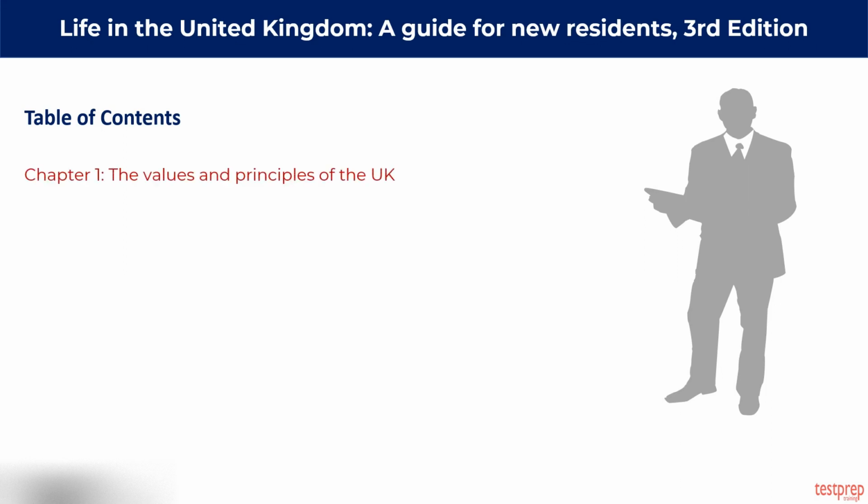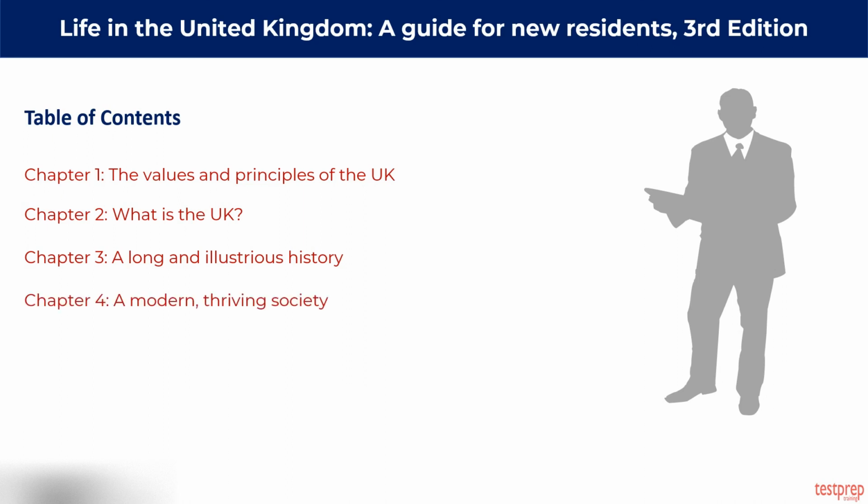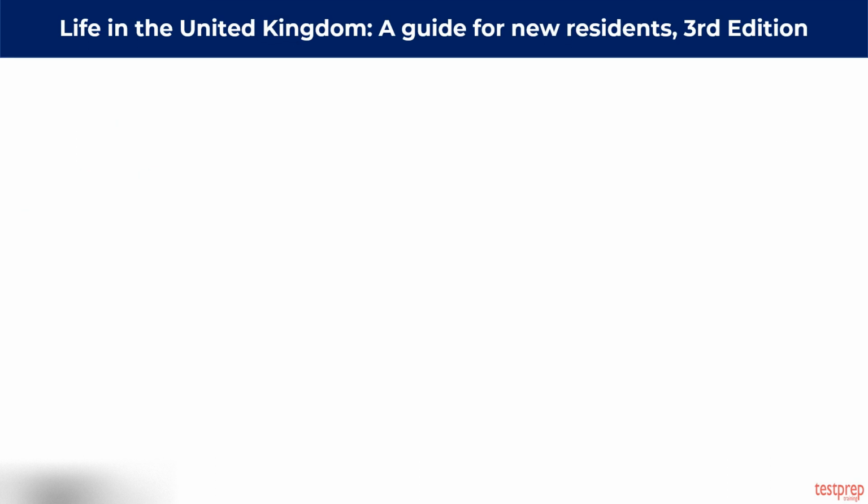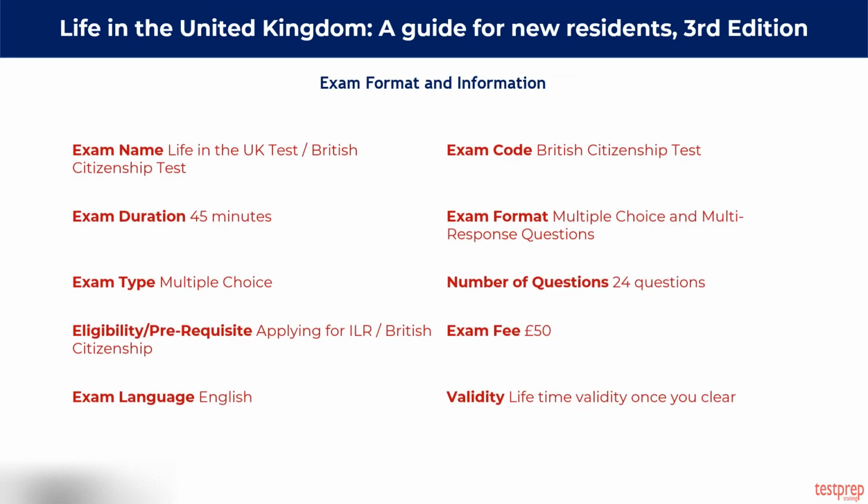Chapter 1. The values and principles of the UK. Chapter 2. What is the UK? Chapter 3. A long and illustrious history. Chapter 4. A modern, thriving society. Chapter 5. The UK government, the law, and your role. Other information about the exam is given in the table below.